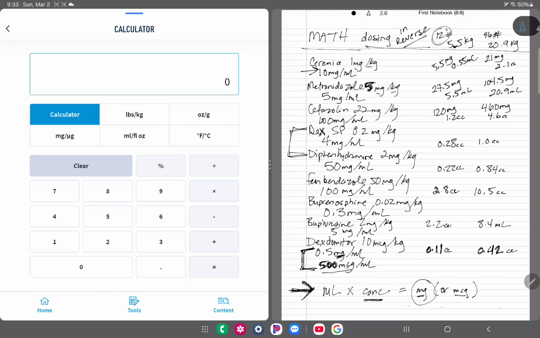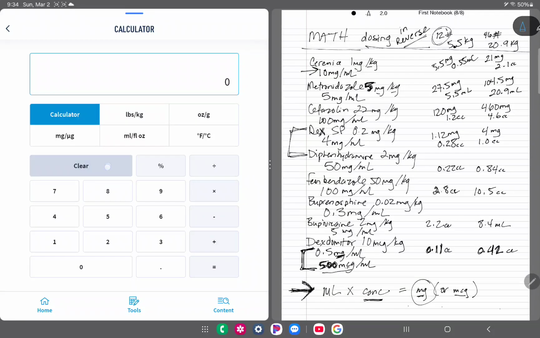Okay? Dex SP, you have 0.28 mils times your concentration of 4 mg per mil, and you get 1.12 milligrams. On to the dog. You've got 1 cc that you gave to that dog times 4 mg per mil concentration. Well, you could have done that in your head, but we did it anyway. 4 mg that dog was given.